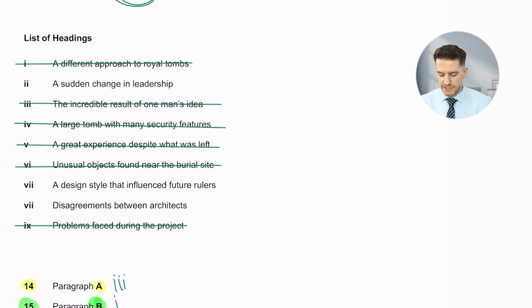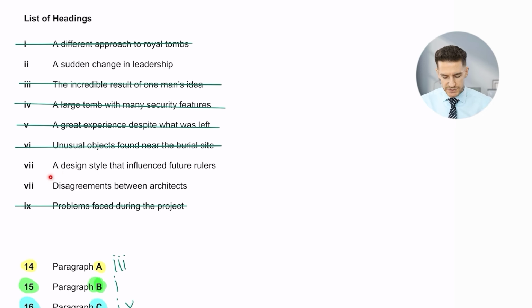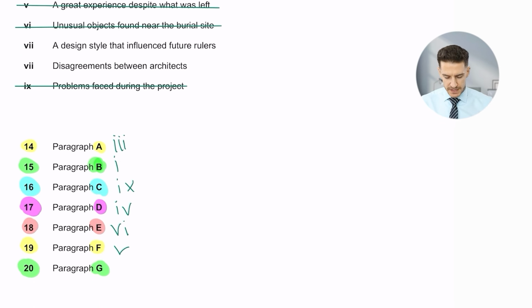So a sudden change in leadership, no. A design style that influenced future rulers, yes, most likely. Disagreements between architects, no. So we can go down there and write number 7. And we don't have to, but we can cross this off anyway.